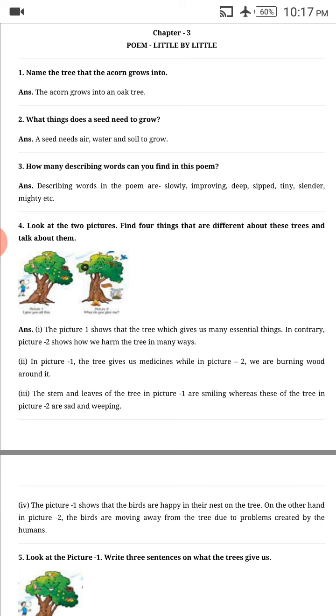Second question, what things does a seed need to grow? Right? So the answer: a seed needs air, water and soil to grow.